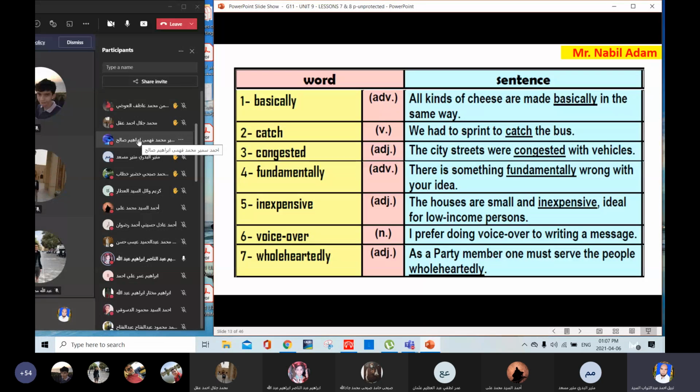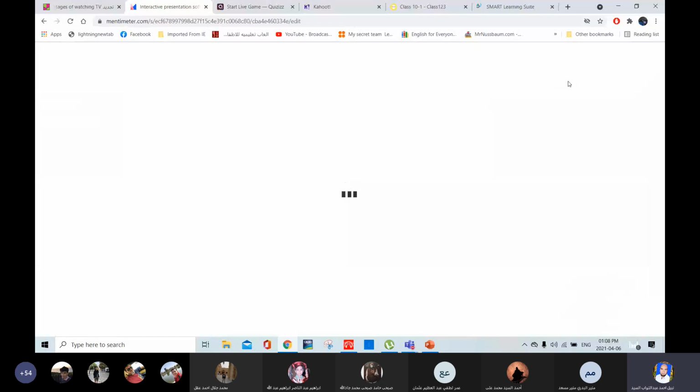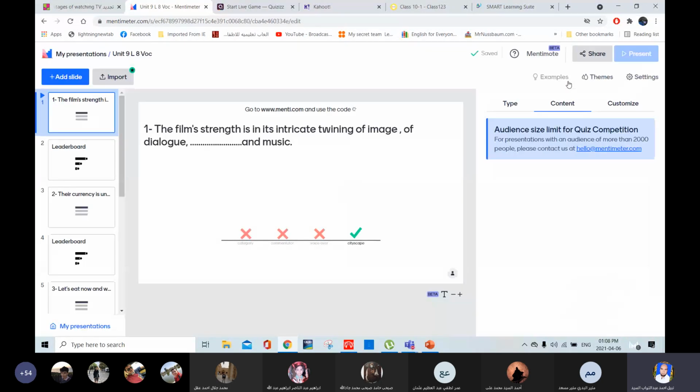Okay, now let's have a competition. Let's have a quiz. I'm going to send you a link. Through this link you have to join the quiz. You have to choose the correct answer, the word that best completes the sentence, from A, B, C, or D. Okay, please be ready. Here, vocabulary exercise. Share the link. You are going to choose the correct answer.